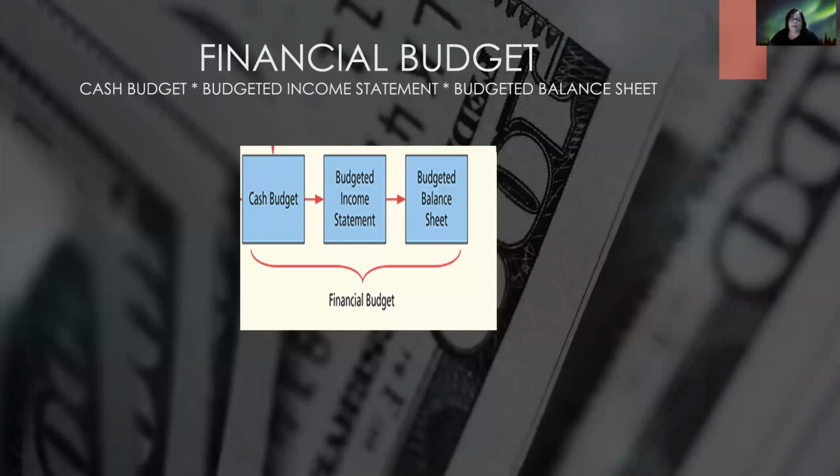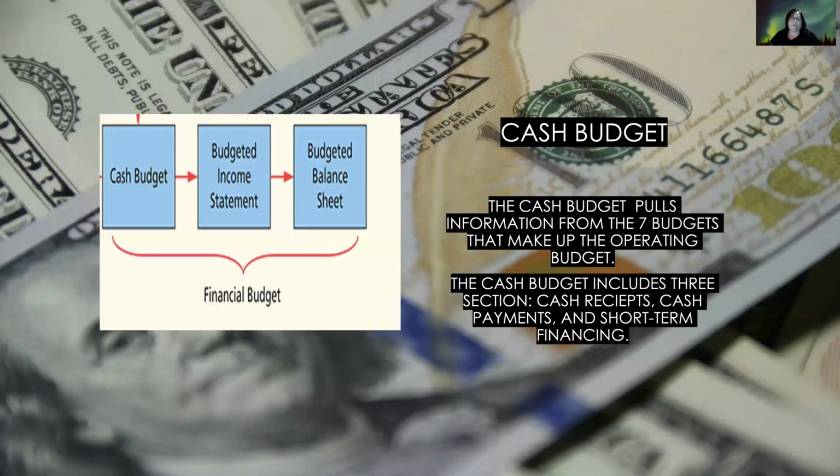Now we get to look at the financial budget. See the blue boxes on the screen? The cash budget, the budgeted income statement, and the budgeted balance sheet make up the financial budget. Please make note that the operating budget and the capital expenditure budget flow into the cash budget. The cash budget estimates the cash receipts and cash payments for the period and pulls information from all 8 budgets just discussed. The cash budget includes 3 sections: cash receipts, cash payments, and short-term financing.